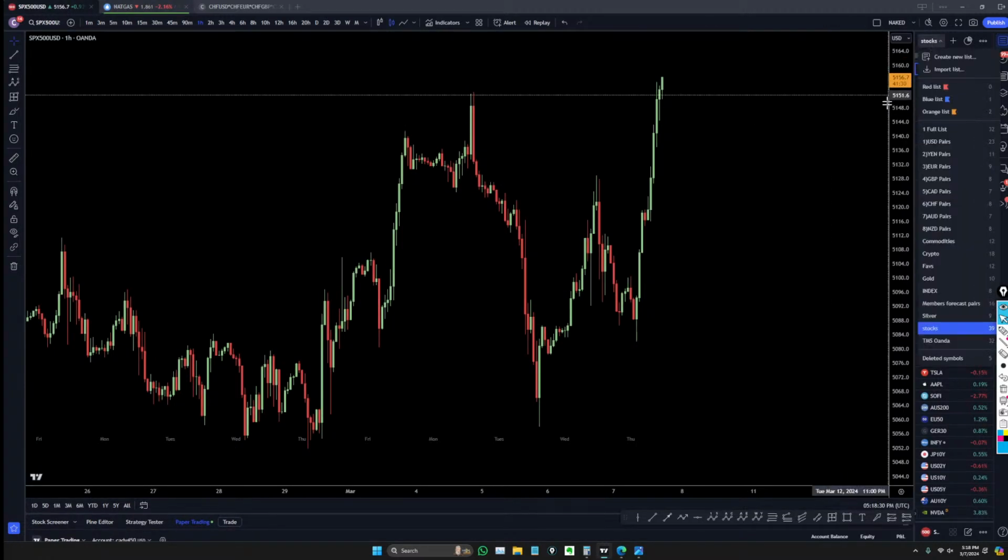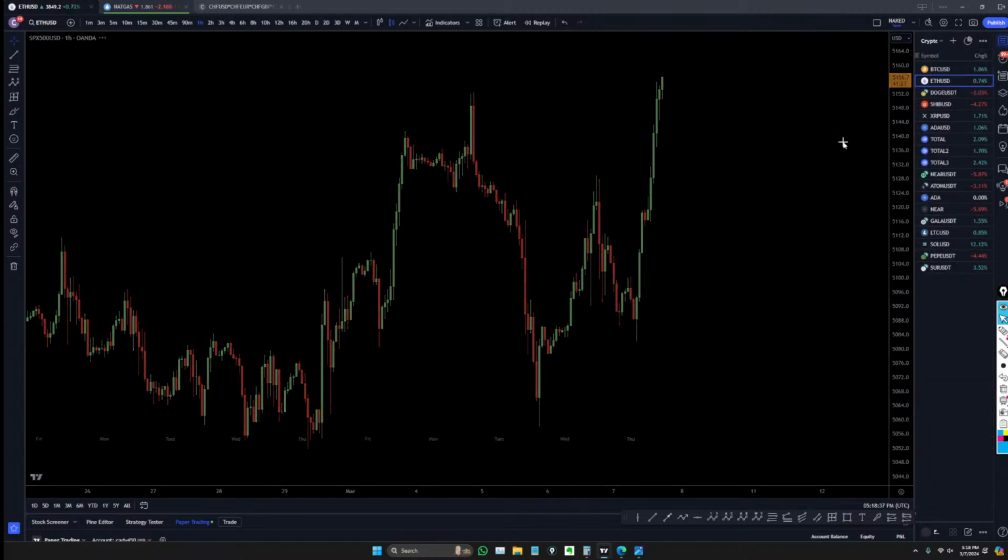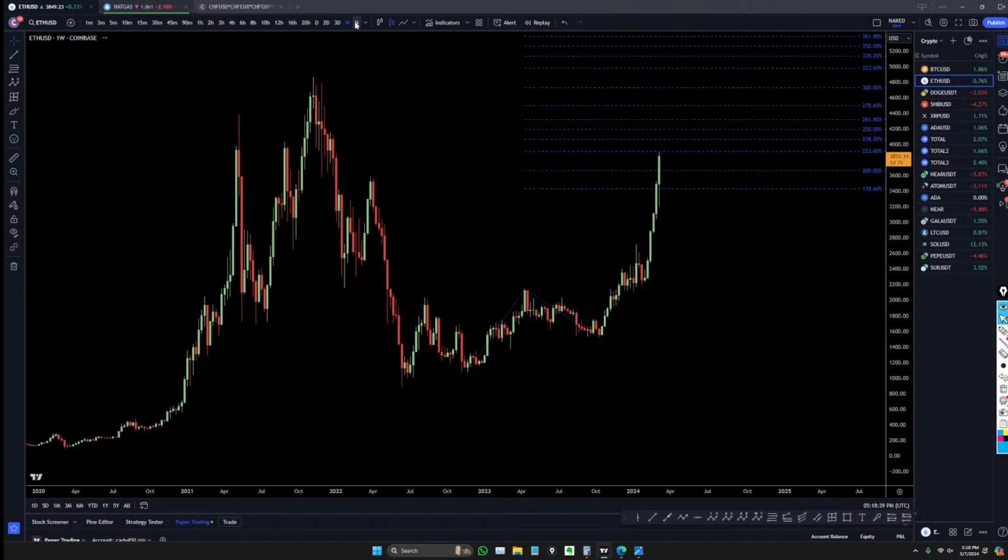Oh man, look at the S&P 500 still going up today. So go down to the crypto. Ethereum. Wow, Ethereum is not quite as high as Bitcoin, but it's definitely up there. Wow, I haven't updated that chart in a while.